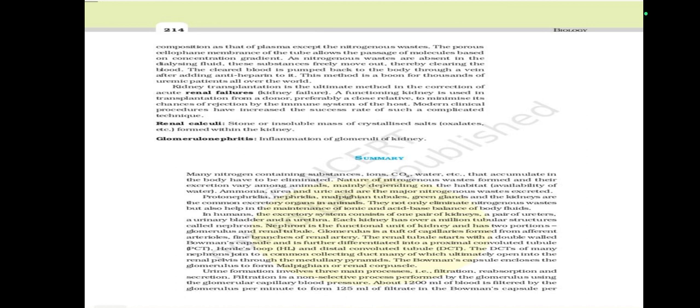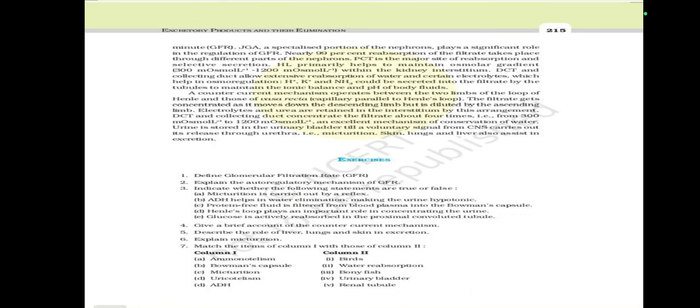Urine formation involves three main processes: filtration, reabsorption, and secretion. Filtration is a non-selective process performed by the glomerulus using the glomerular capillary blood pressure. About 1200 milliliter of blood is filtered by the glomerulus per minute to form 125 milliliter of filtrate in the Bowman's capsule per minute, the GFR. JGA, a specialized portion of the nephrons, plays a significant role in the regulation of GFR. Nearly 99% of reabsorption of the filtrate takes place through different parts of the nephrons.